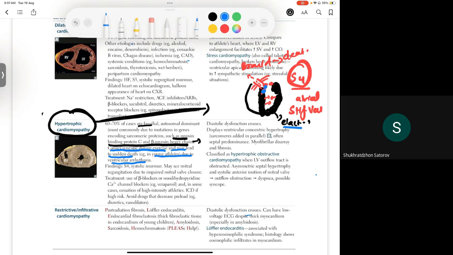As for the findings, for heart sounds, we know that it's going to be a systolic murmur. The murmur is going to be the same as that of aortic stenosis. Which murmur was associated with aortic stenosis? Yes.